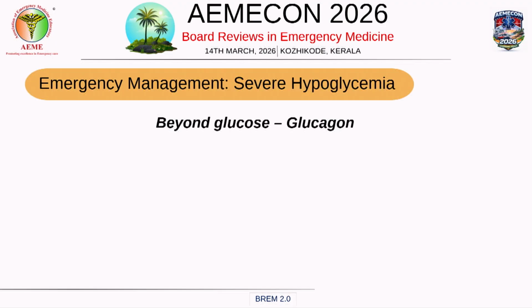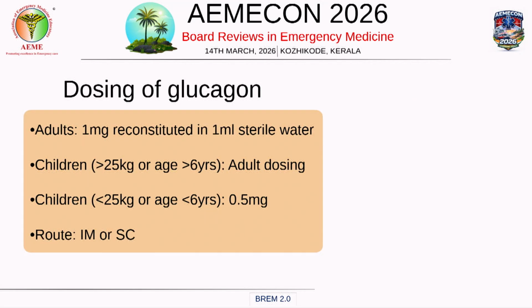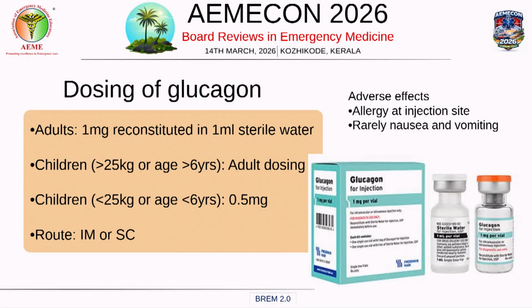Now coming to severe hypoglycemia, you are supplementing dextrose, but again the patient is going into hypoglycemia. What is the next step? What can be given? Glucagon. It is useful in patients with severe hypoglycemia who are unable to take orally. Another advantage is that you have a patient, you don't have an IV access, the patient is unconscious, and you are unable to secure an IV access. Glucagon can be helpful because it can be given IM as well as subcutaneously.